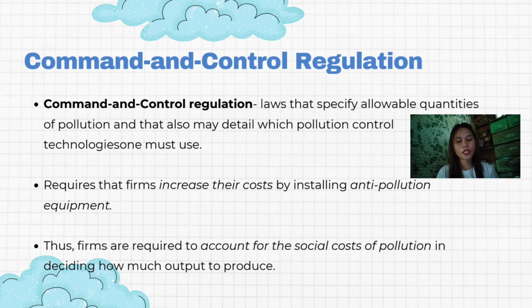So one of the things that governments can do instead of going with this kind of solution is command and control regulation. They create regulations, which are laws that limit the pollution that firms can emit. Firms are required to increase their costs by putting scrubbers on their smokestacks and account for the social cost of pollution in deciding how much to produce.